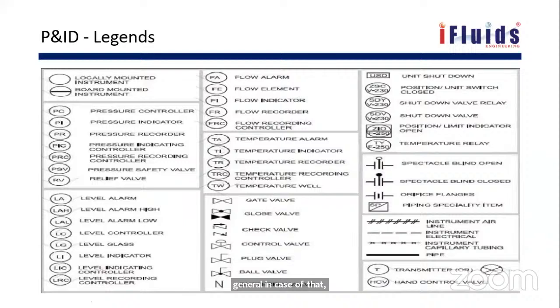And then the legends. You can see this is a typical legend, where a simple circle means this is a locally mounted instrument. That means if you put a circle and mention something like PG, pressure gauge, that means this is physically available in the site.